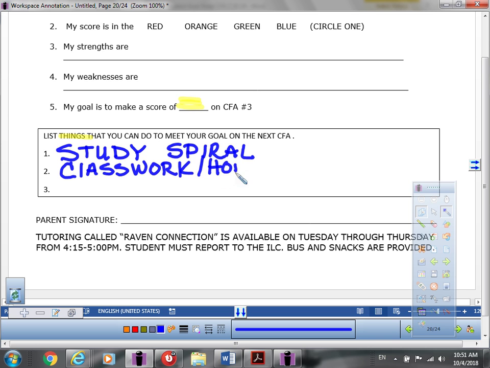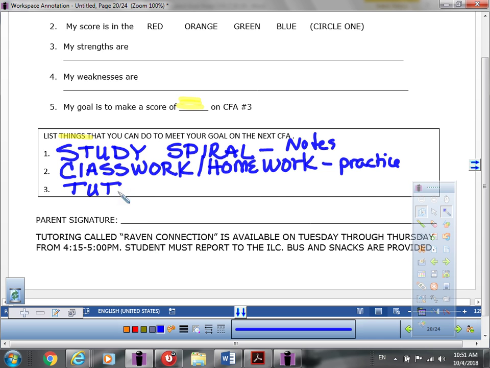But some of you don't do your classwork or homework, and so you don't have the practice that you need. This is super important. This gives you the practice. Think about it. Your spiral just gives you the notes, but you need to take that and practice it. And then 3, you could attend tutoring.